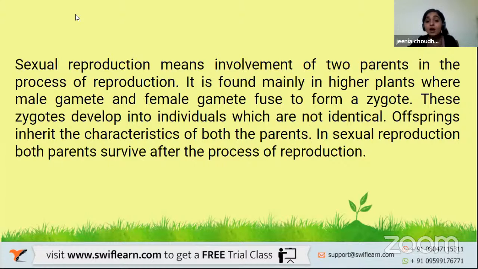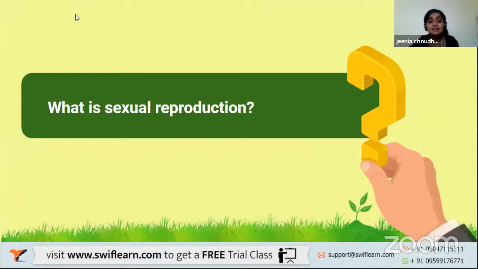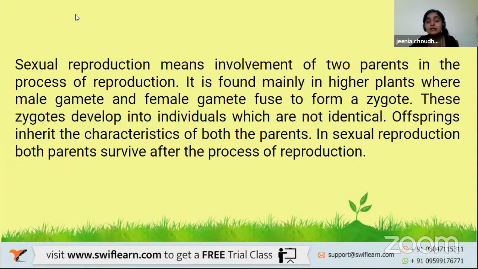It is found mainly in higher plants, where male gamete and female gamete fuse to form a zygote. When is the zygote formed? When fertilization takes place, the zygote is formed. These zygotes develop into individuals which are not identical. Offspring inherit the characteristics of both parents in sexual reproduction. Both the parents survive after the process of reproduction. So that is a proper definition for a question that says, what is sexual reproduction? Here we go with the answer. I hope we are clear.